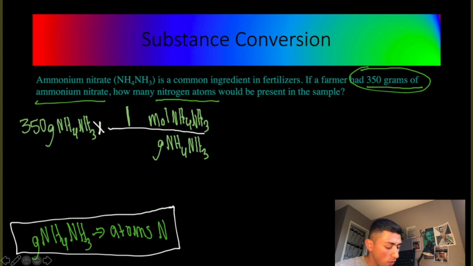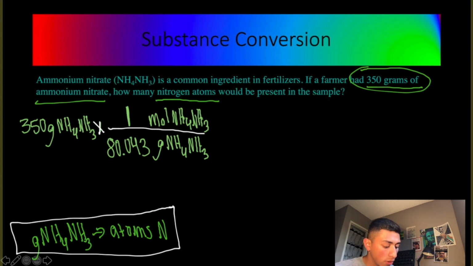For every 1 mole of ammonium nitrate, how many grams of ammonium nitrate do we have? In order to know this, you need to calculate the molar mass of ammonium nitrate, and your answer should be around 80.043 grams. This allows us to do this gram to mole conversion.